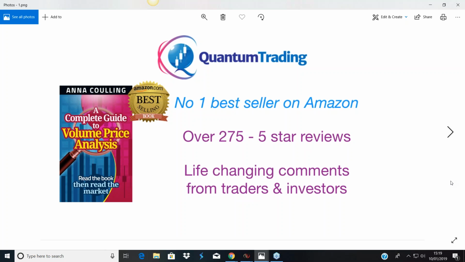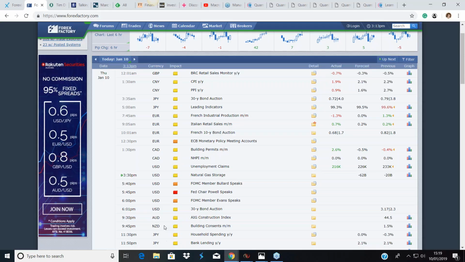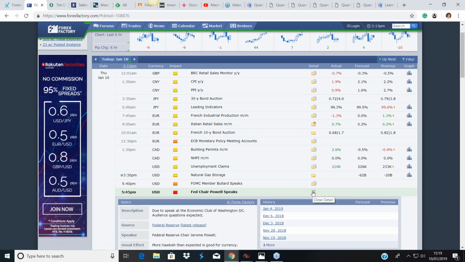But of course, that's just the technical analysis side of trading. We also have to be aware of what is going on from a fundamental perspective and increasingly a political perspective. And the highlight today, as we can see on Forex Factory, is that Fed Chair Powell is going to be at an event, I think in Washington. What does it say here on Forex Factory? Yeah, the Economic Club of Washington. It's always very important to listen whenever the chairman of the Federal Reserve is speaking, and he is actually going to be taking audience questions.